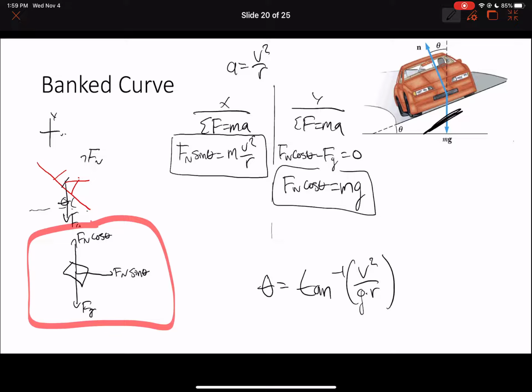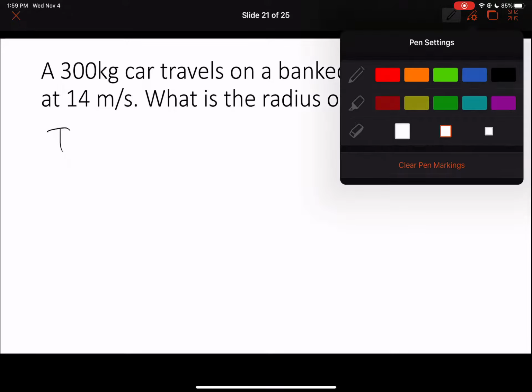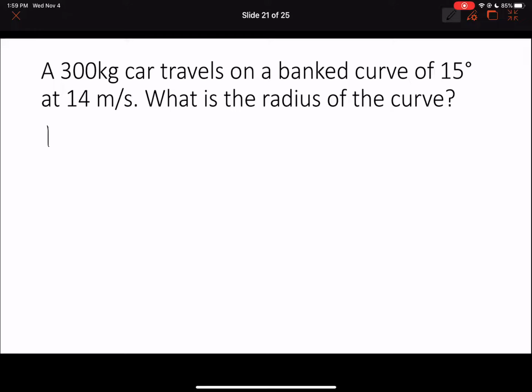Okay, let's see an example. So those are your three equations. A car travels on a banked curve of 15 degrees at 14 meters per second. What is the radius of the curve? Okay, so again, we have these two equations. F_n sine theta equals mv squared over r. And then we also have F_n cosine theta equals mg.